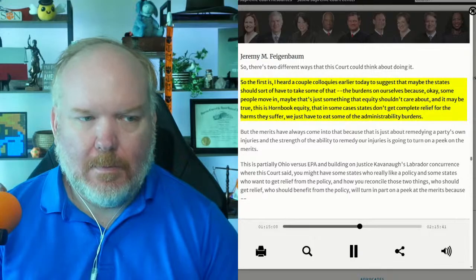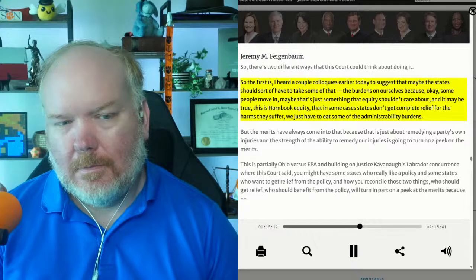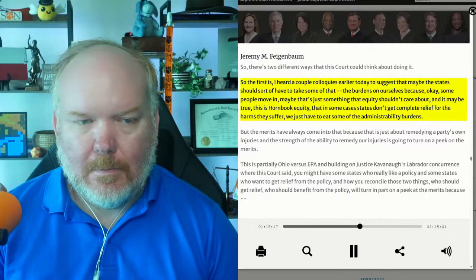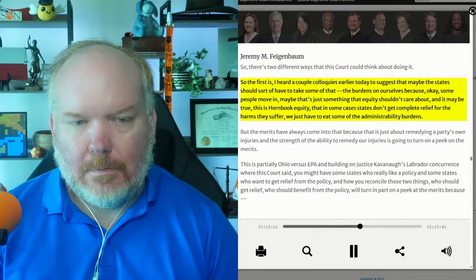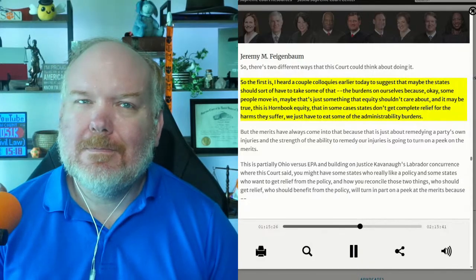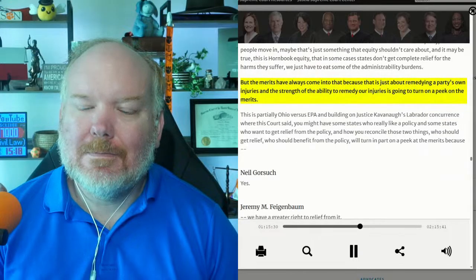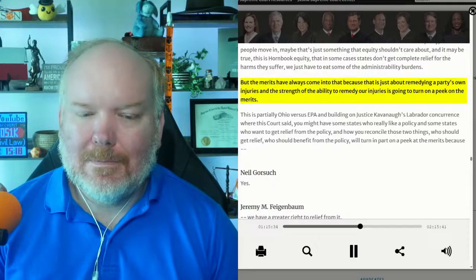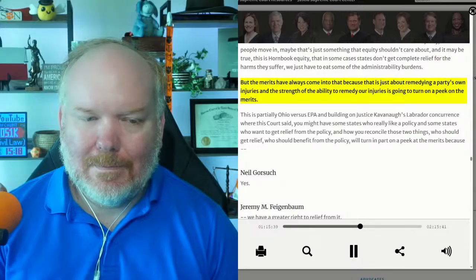So the first is, I heard a couple colloquies earlier today to suggest that maybe the states should sort of have to take some of the burdens on ourselves because, okay, some people move in. Maybe that's just something that equity shouldn't care about. And it may be true, this is Hornbook equity, that in some cases states don't get complete relief for the harms that they suffered. We just have to eat some of the administrability burdens. But the merits have always come into that, because that is just about remedying a party's own injuries. And the strength of the ability to remedy our injuries is going to turn on a peek at the merits.